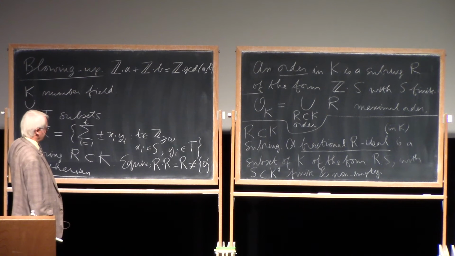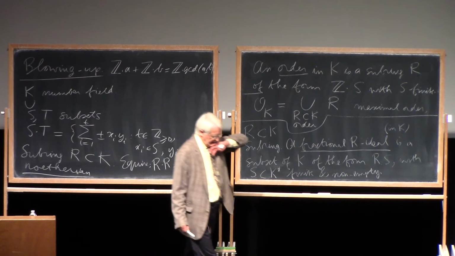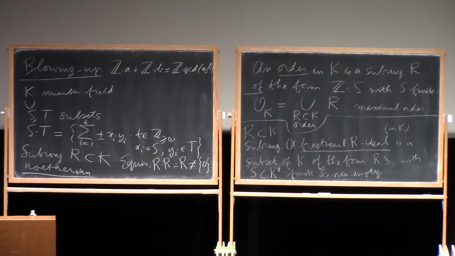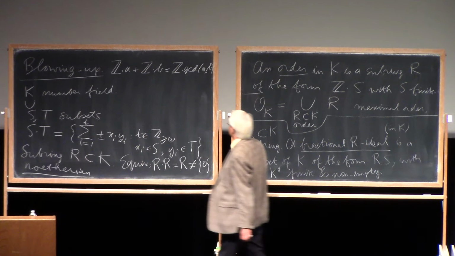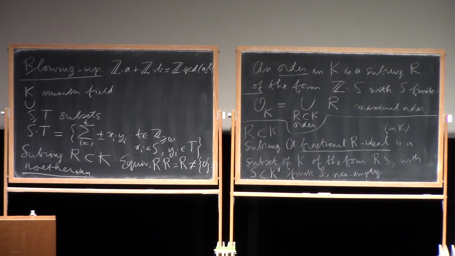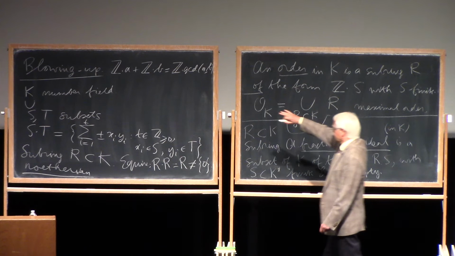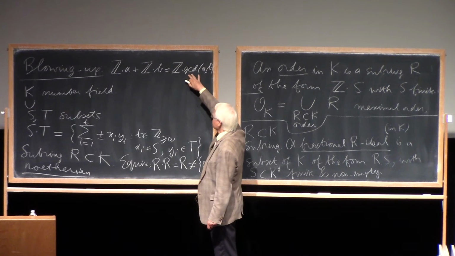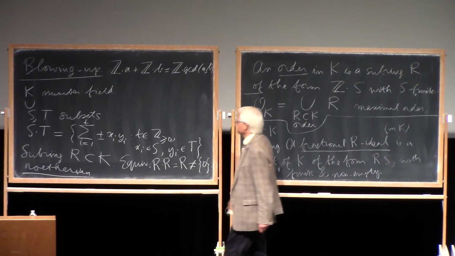There are fields for which not a single order has this property for all a and b. That is due to the possibility that the class number may be greater than one. And that is the reason that, if the set of principal ideals is not closed under addition, then we have to look at a larger class of ideals. All fractional R ideals are a little much for us because, as I told you yesterday, once you have this GCD, what you do is that you divide it away from a and b, so that you replace a and b by smaller elements that are co-prime.